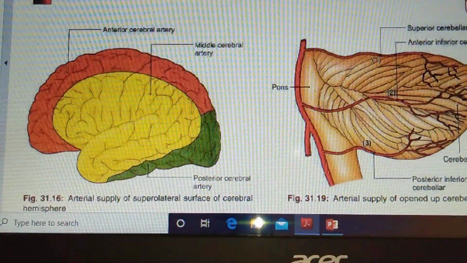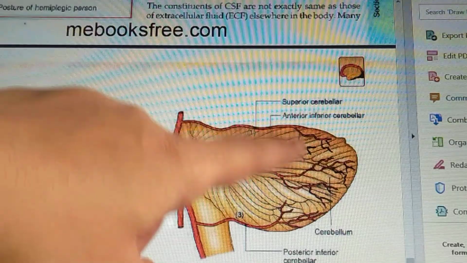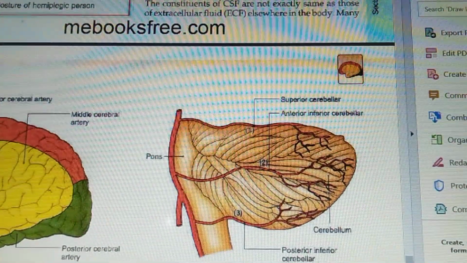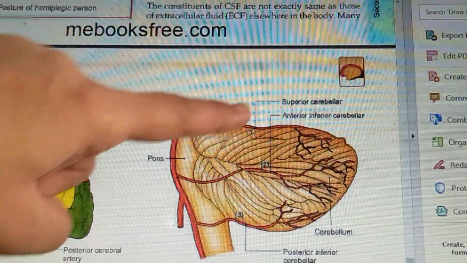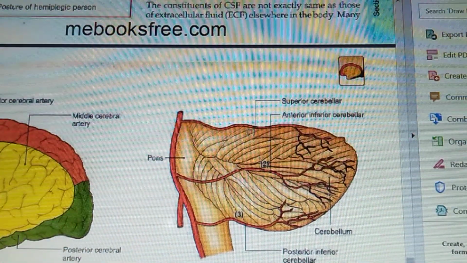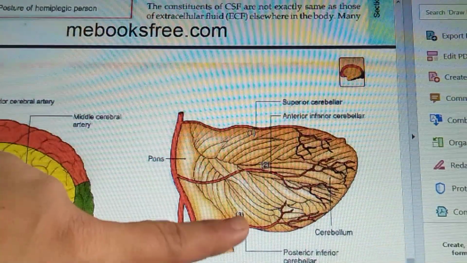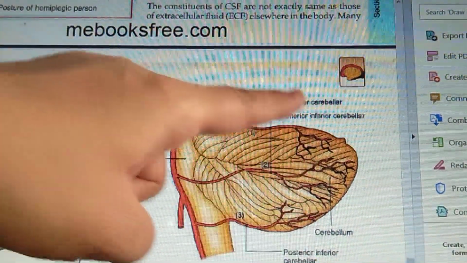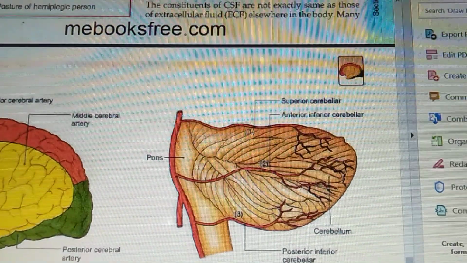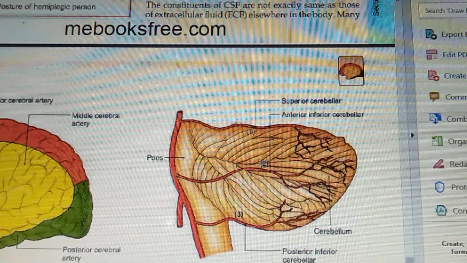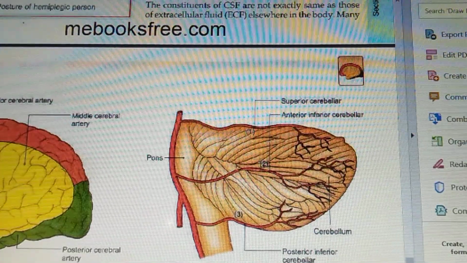Similarly about the cerebellum. Here you can see the cerebellum. This little brain is supplied by the superior cerebellar, then you can see the anterior inferior cerebellar and posterior inferior cerebellar arteries. This is the main supply to the cerebellum. Okay, so that is about the chief blood supply of the different parts of the brain that we have seen.